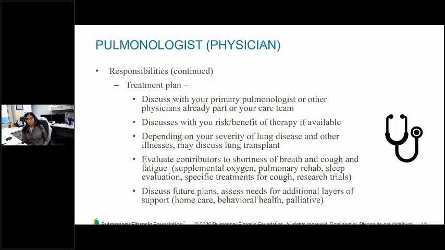Some cases may also involve lung transplant discussion. And then, like I said, evaluating those contributors to shortness of breath and cough and fatigue, and oftentimes discussing future plans. This may not always be at the first visit, but assessing needs for additional layers of support. And you'll see that's a common theme for just about every member of the team.